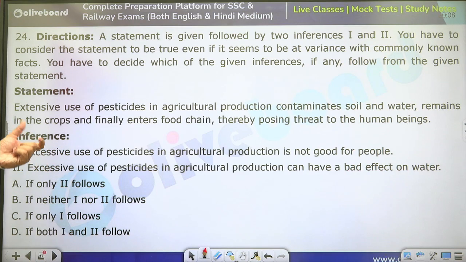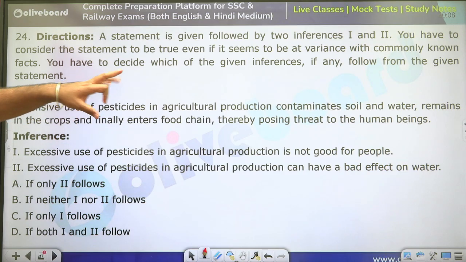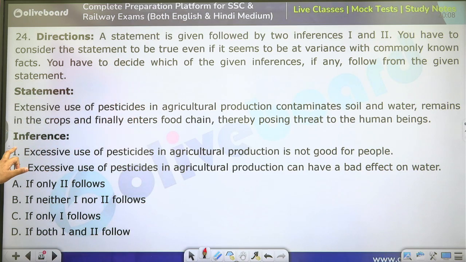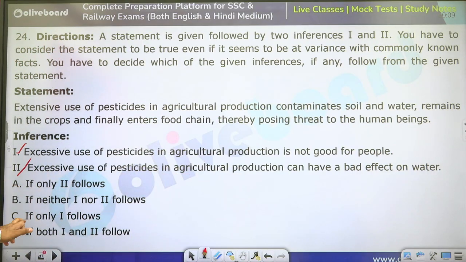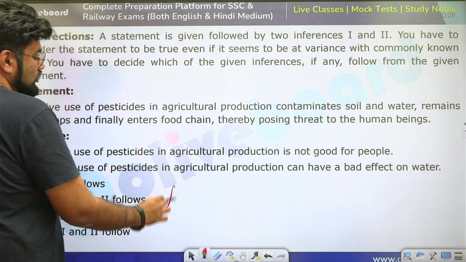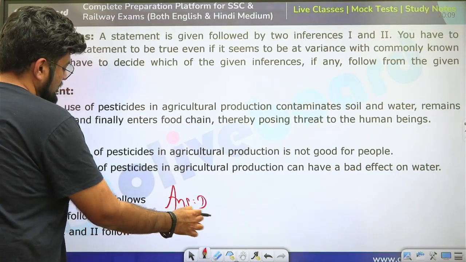Inferences are kind of conclusions, or rather meanings, which you can derive from parts of the statements as well. Excessive use of pesticides in agricultural production is not good for people. Yes, that's true. And excessive use of pesticides in agricultural production can have a bad effect on water. It does. It contaminates soil and water. So both are absolutely right. Pretty easy question. But next one is going to be a banger. Check this one.